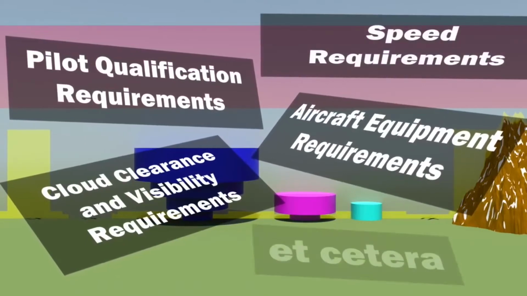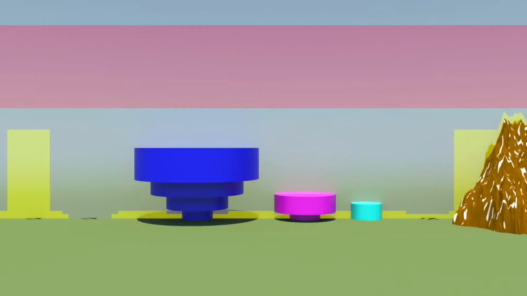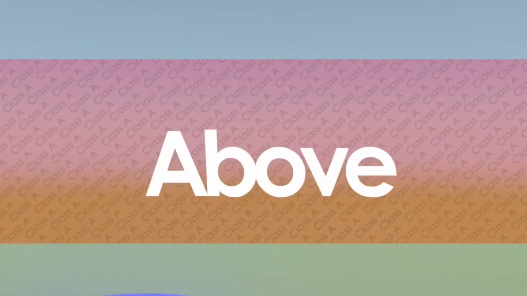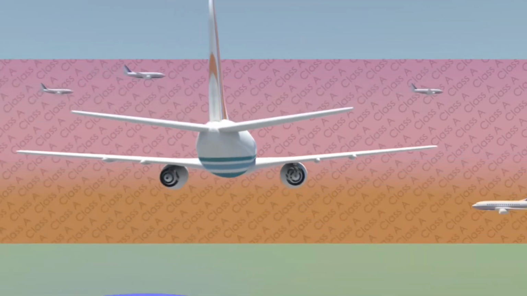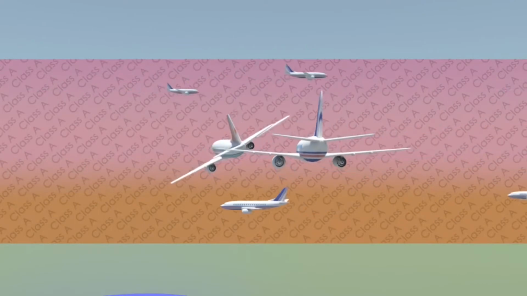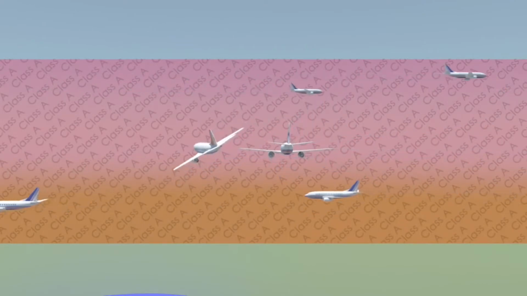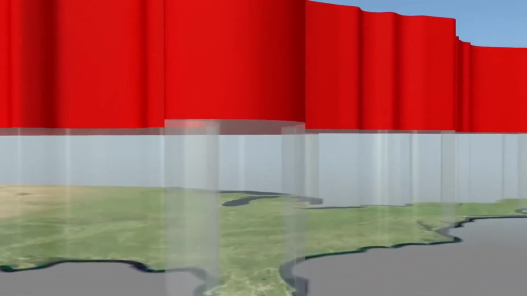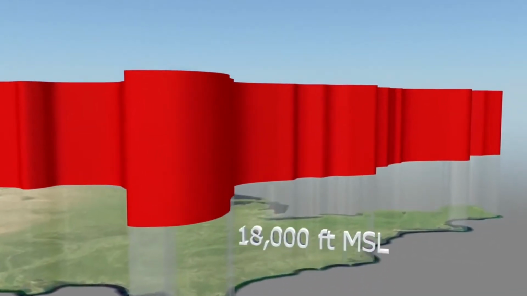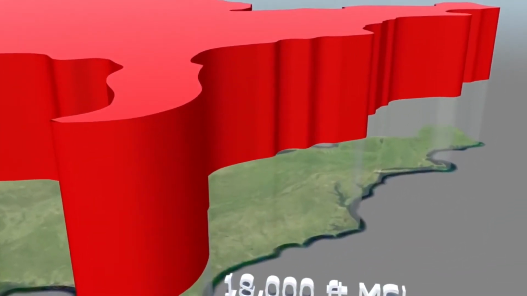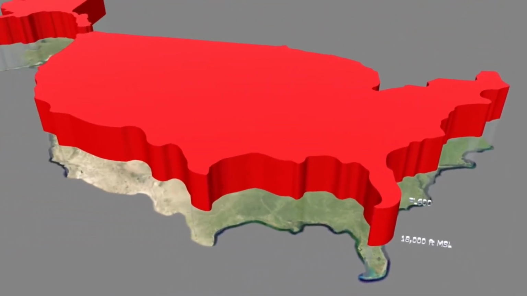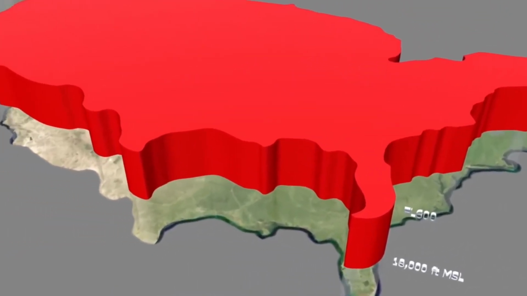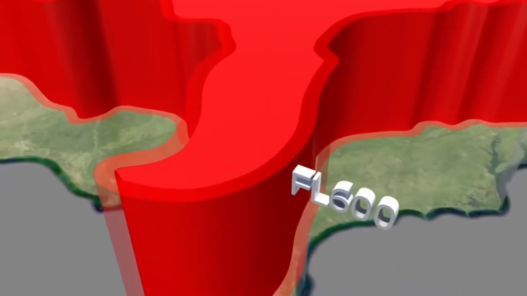An easy way to remember Class A or Alpha airspace is that it is above the airspace that small aircraft operate in. Most of the traffic operating in Class A airspace will be commercial airlines or corporate and military jets. Class A airspace is located from 18,000 feet MSL up to and including Flight Level 600 and covers both the 48 contiguous states and Alaska and extends offshore 12 nautical miles.